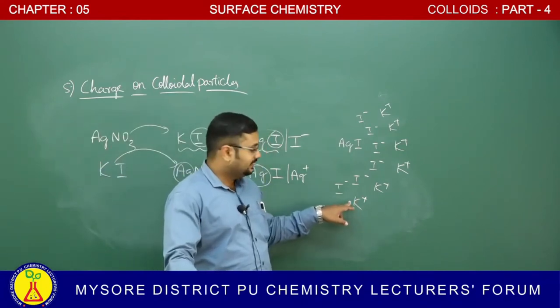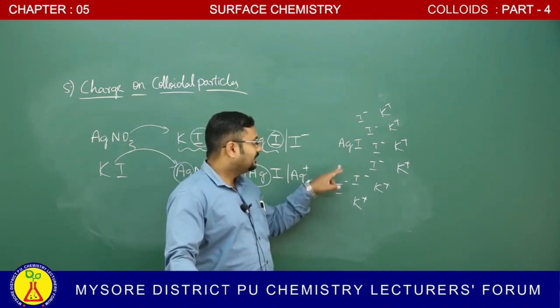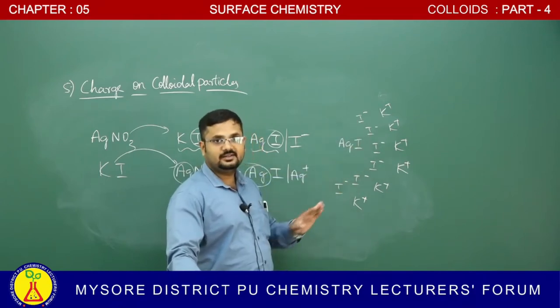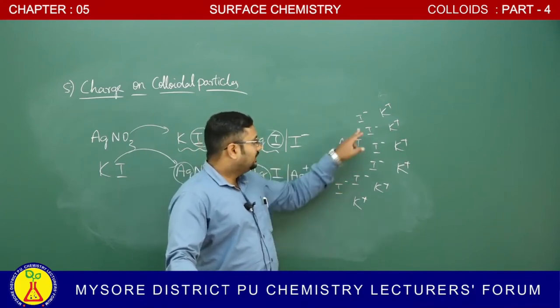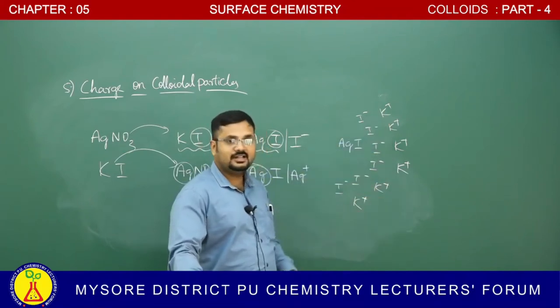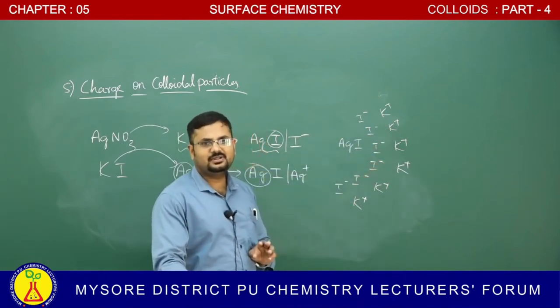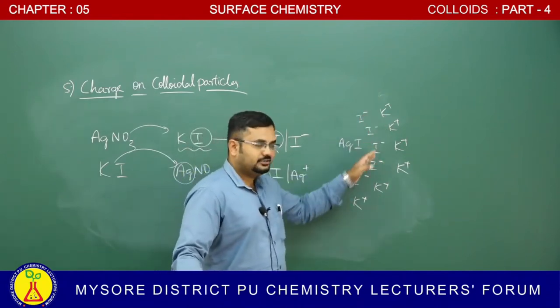Diffused layer. This is the diffused layer and this is called the fixed layer. It is called the fixed layer because the ions are adsorbed on the surface, therefore it is fixed. But these ions will attract or adsorb some counter ions. What is the meaning of counter ion? The charge opposite to these ions.